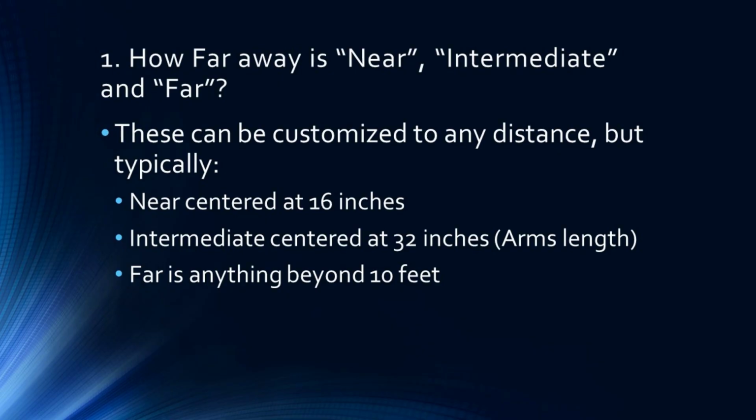Hello, I'm Dr. Cossack. When selecting a lens for cataract surgery, I am often asked several more advanced questions. Number 1, how far away is near, intermediate, and far? These are ranges of distance which can be customized. Near is often centered at 16 inches, intermediate at 32 inches, and far is anything beyond 10 to 20 feet.